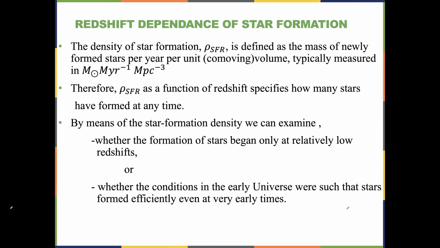If we can measure this star formation rate as a function of redshift, we can see how many stars have formed at any time, right? And then look at how this star formation rate changes over time. So what we should expect is that now you have a lot of galaxies that have already ceased their star formation. But when you go to early ages, you should see an increase in the star formation rate, right?